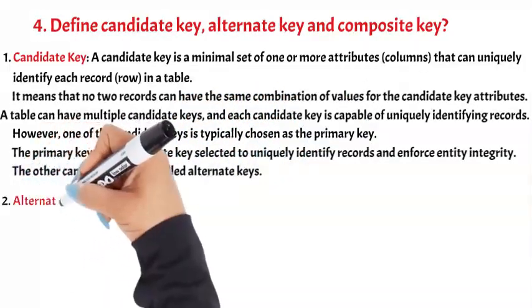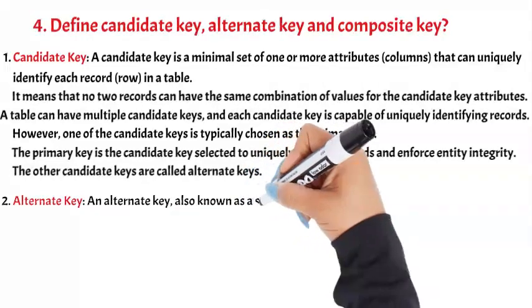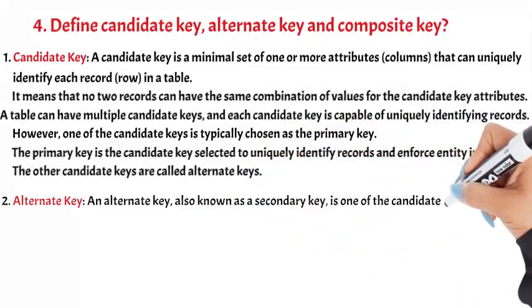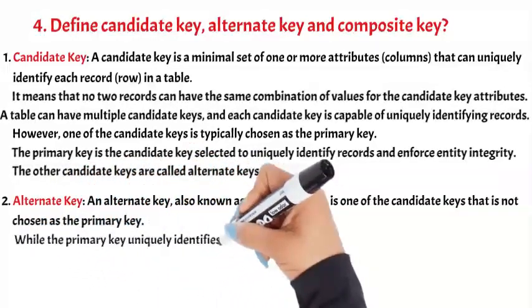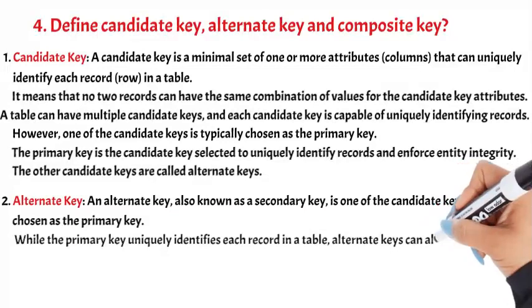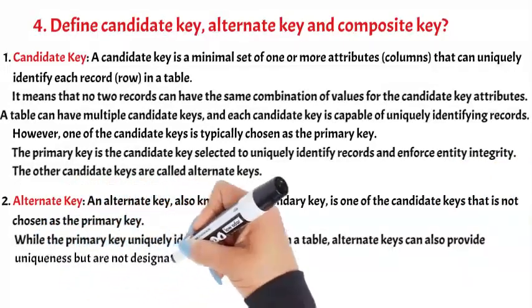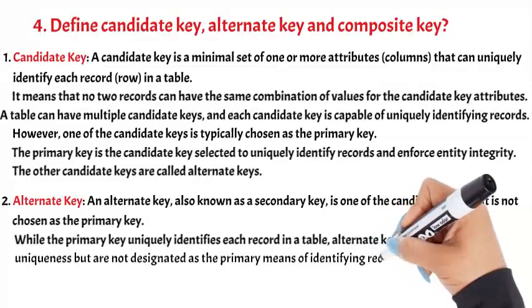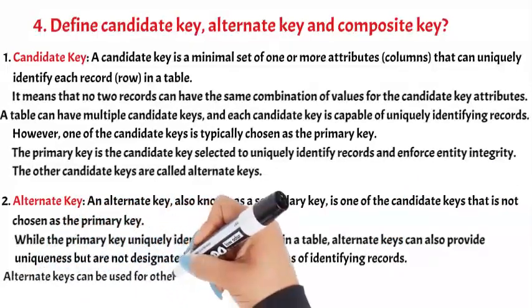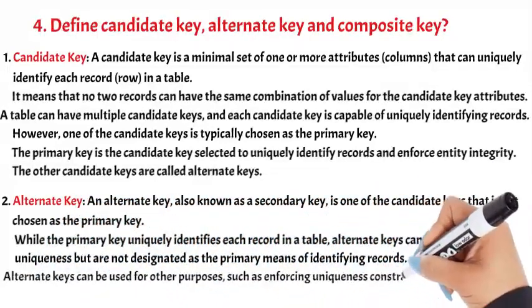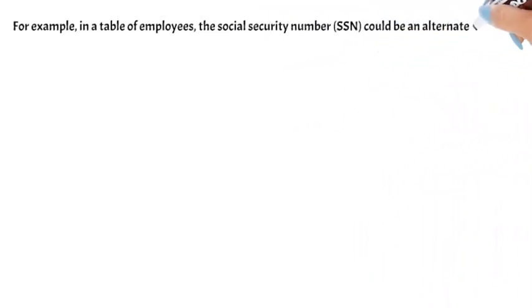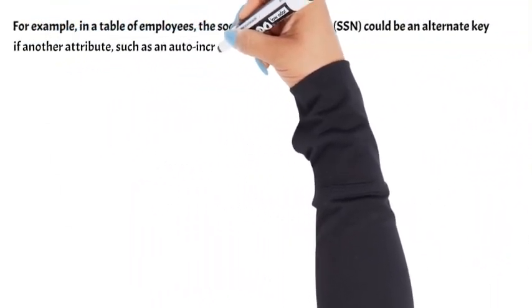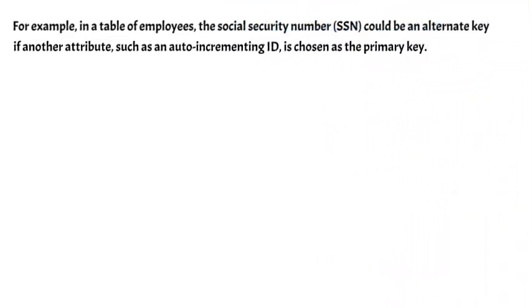2. Alternate key. An alternate key, also known as a secondary key, is one of the candidate keys that is not chosen as the primary key. While the primary key uniquely identifies each record in a table, alternate keys can also provide uniqueness but are not designated as the primary means of identifying records. Alternate keys can be used for other purposes, such as enforcing uniqueness constraints on specific attributes. For example, in a table of employees, the Social Security number (SSN) could be an alternate key if another attribute, such as an auto-incrementing ID, is chosen as the primary key.